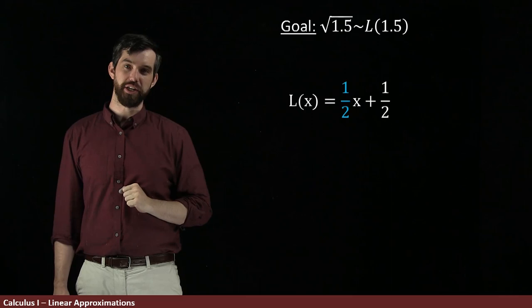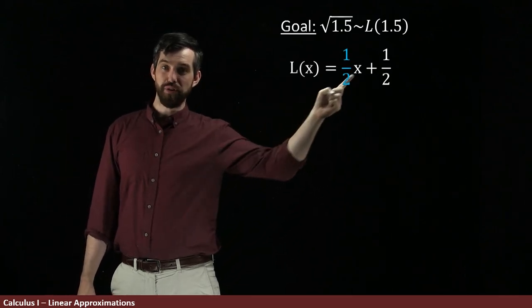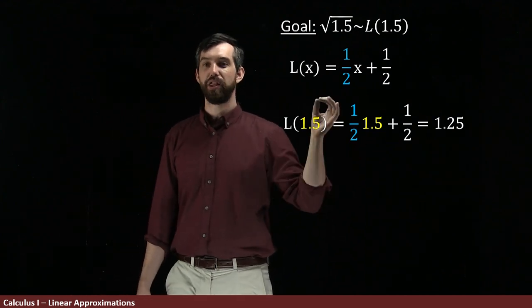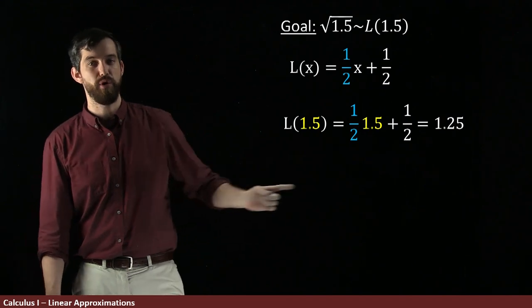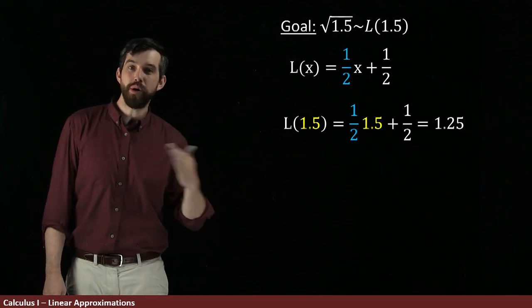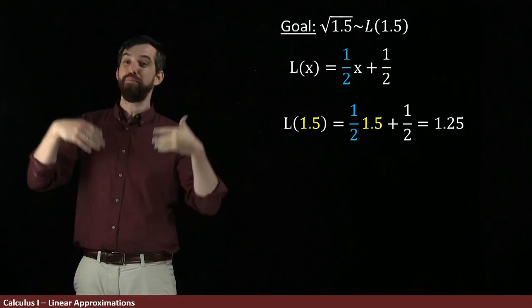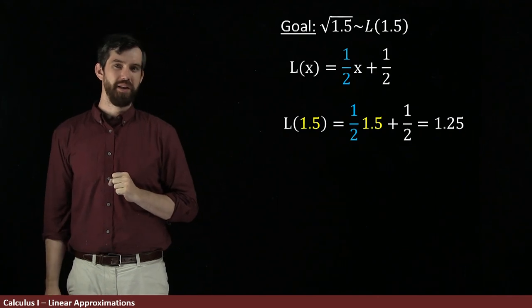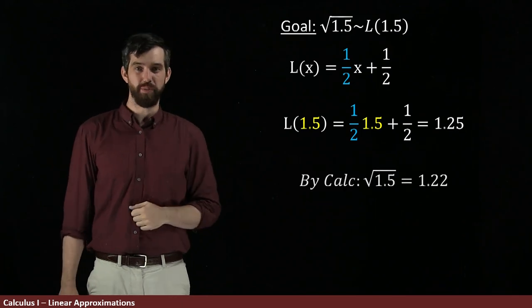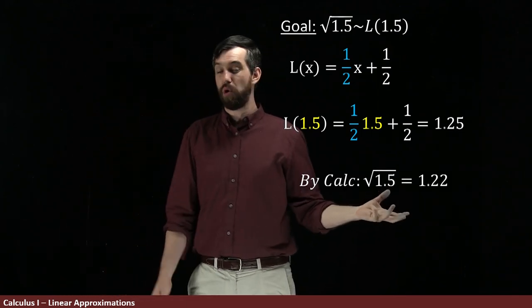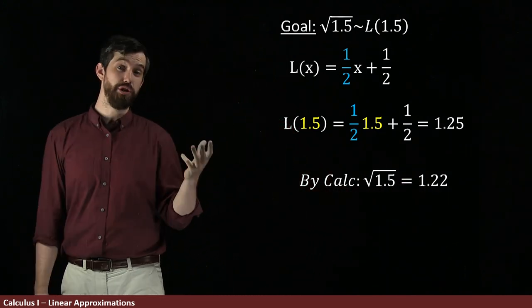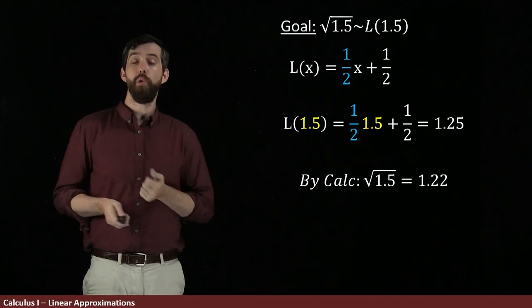So let's get rid of our calculations. I've got this L of x, and what I want to do is figure out L of 1.5. I can plug in 1.5, so this is going to be 3/2 divided by 2, which is 3/4. 3/4 and 1/2 is 1.25. So my claim is that square root of 1.5 is about, not exactly, but about 1.25. Now I'm going to go on the calculator and spit out exactly what the number is, at least to 2 decimal places. The square root of 1.5, according to my calculator, is 1.22. Not so bad. 1.25, 1.22, they're close. They're only a little bit away.